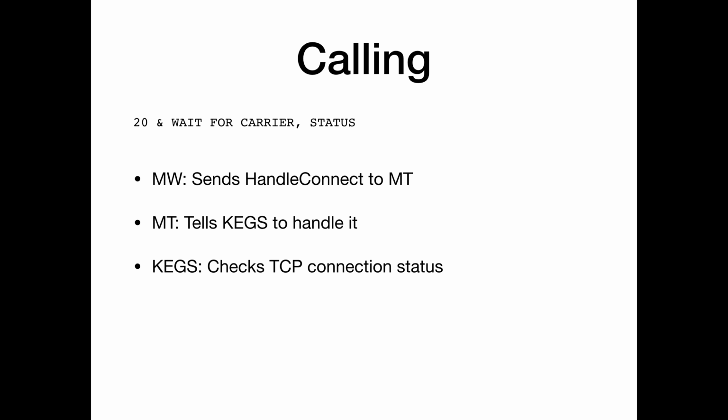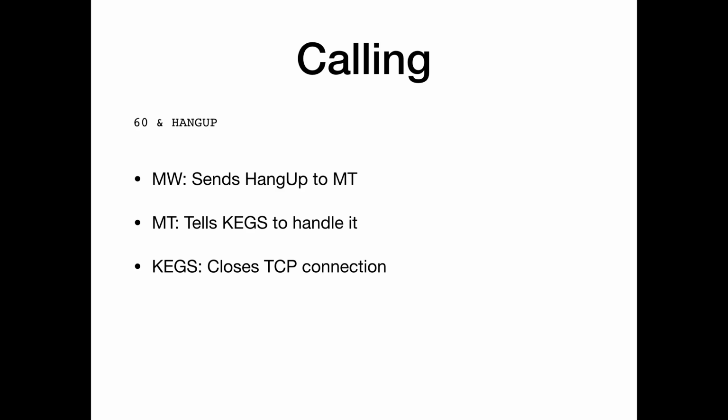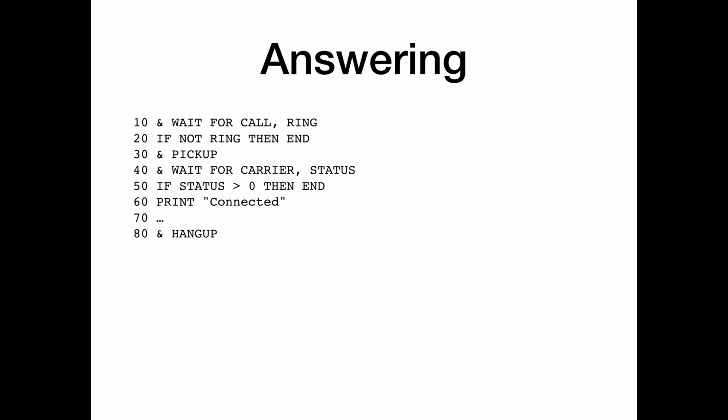Next, Modem Works sends a handle connect message to KEGS. KEGS checks the TCP connection status. Then to hang up, Modem Works sends the hang up message to KEGS. KEGS closes the TCP connection. The code for answering looks identical.